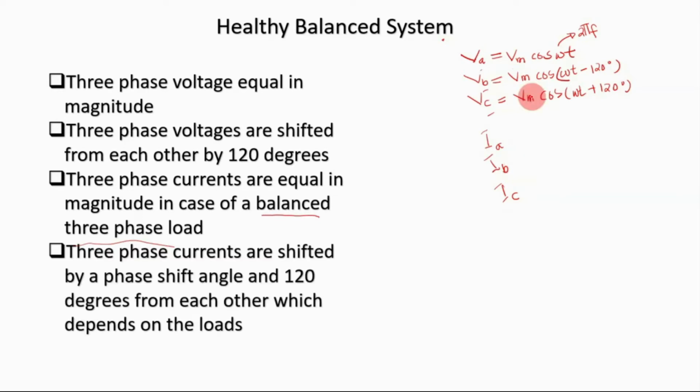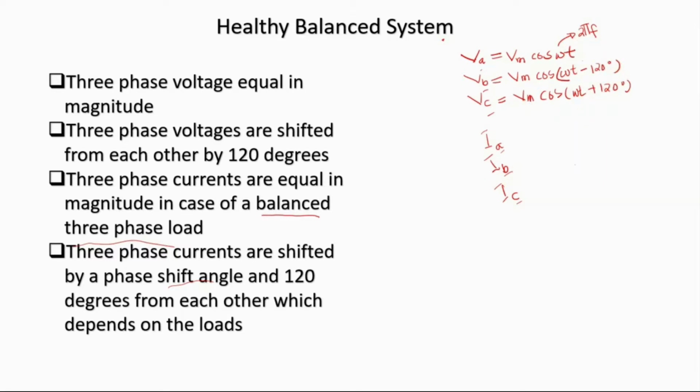And this three-phase current also has 120 degree shifting, but there is also what we call the phase shift angle that will be introduced to each of these phase currents. So it is shifted by a shift angle, plus the 120 degrees which is present there. This is how you have a healthy balanced system.